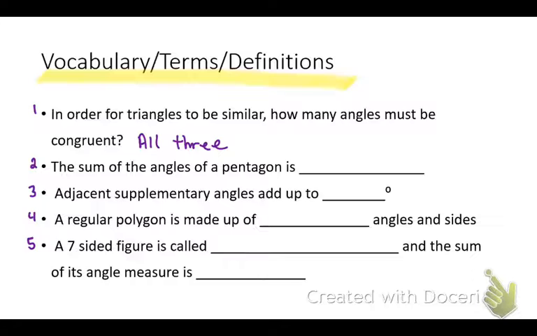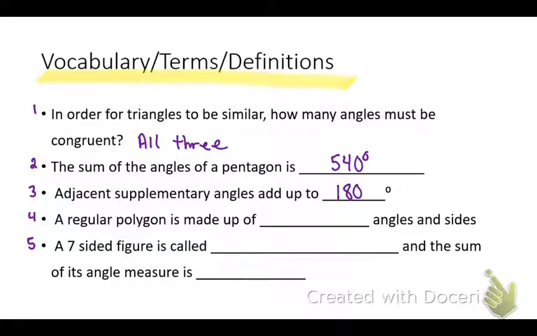Cadence, what did you get for number 2? 540. It is 540 degrees. Very good. Michael, what did you get for number 3? Adjacent supplementary angles, what do they add to? They add to 180. Yeah, let's go.